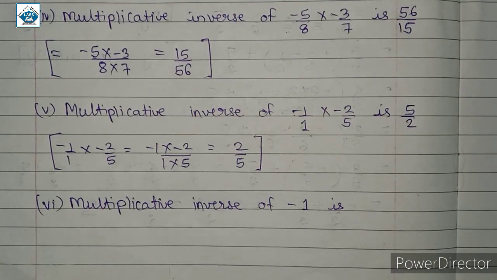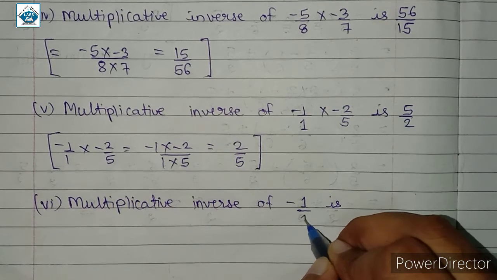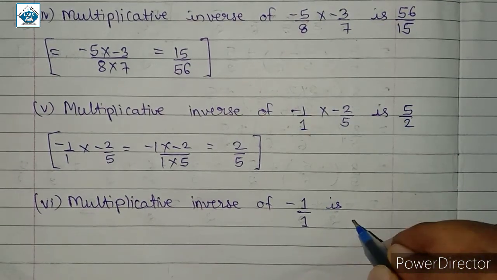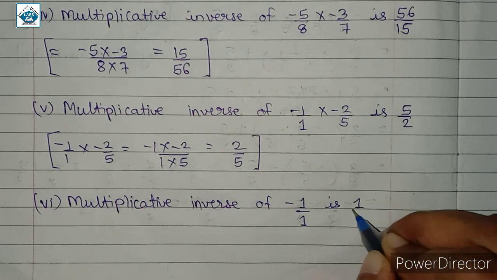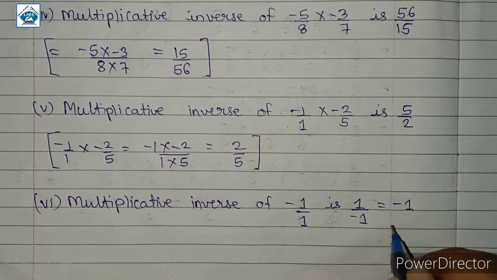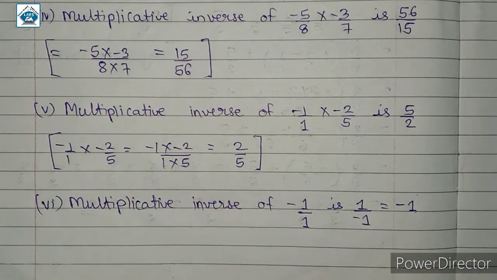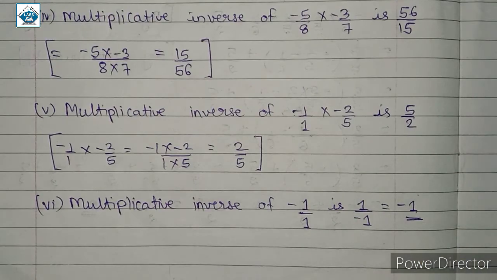In the next part, we are asked the multiplicative inverse of minus 1. So minus 1 is the same as minus 1 upon 1. So for the multiplicative inverse, we can write it as 1 upon minus 1, which is the same as minus 1 itself. So the multiplicative inverse of minus 1 is minus 1.